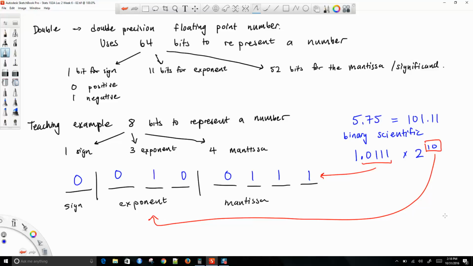Yes, question? How did you find the 10 on the 2 digit? Oh, because in order to move this over, we moved it over. It's not a 10, it's a 1, 0, okay? It's a binary. So we moved it over 2 positions, right? We moved the decimal spot over 2 positions, and so in binary we're going to indicate that we moved it over 2 positions by using 1, 0.